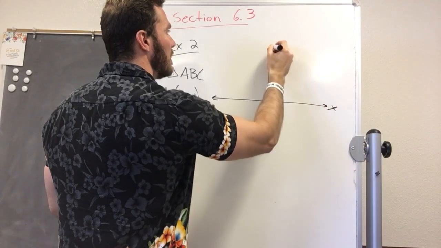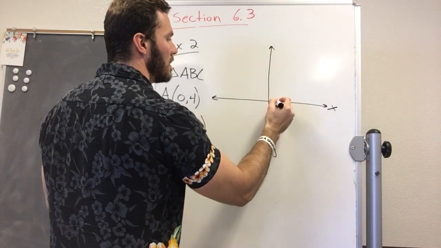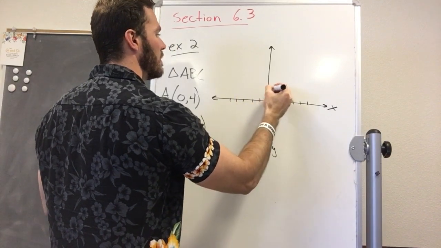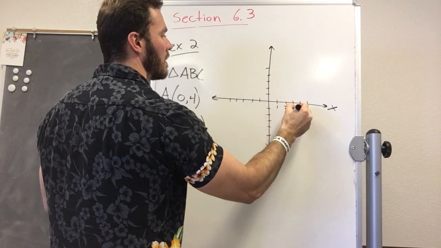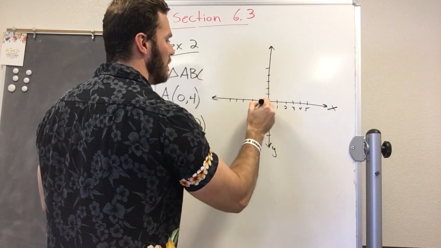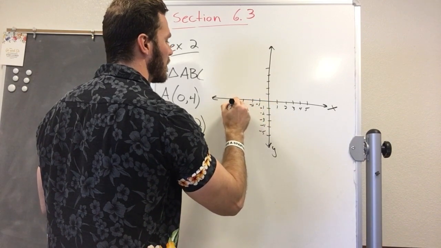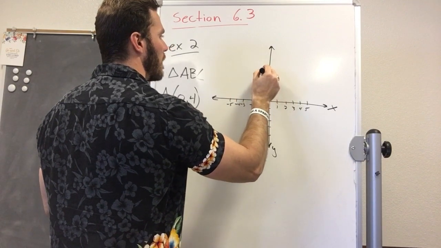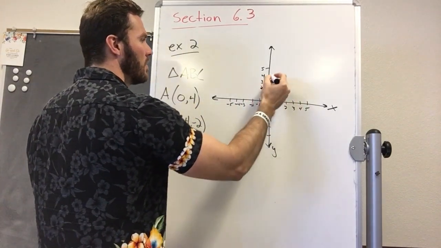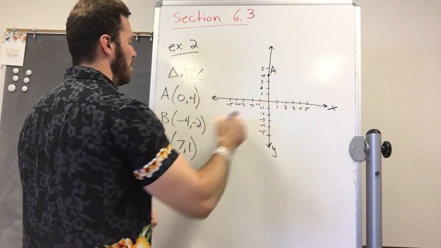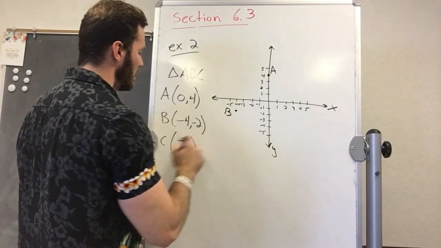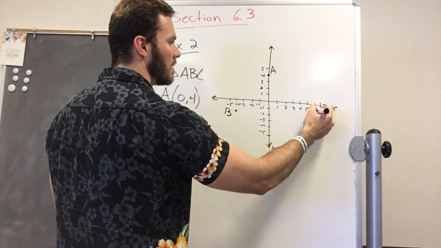That's x, and this is the y-axis. 1, 2, 3, 4, 5. 1, 2, 3, 4, 5. -2, -3, -4, -5. A is at (0, 4), x is 0, y is 4. There's A. B is (-4, -2). C is (7, 1).